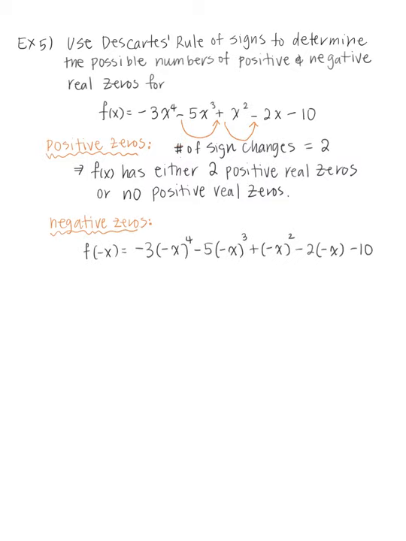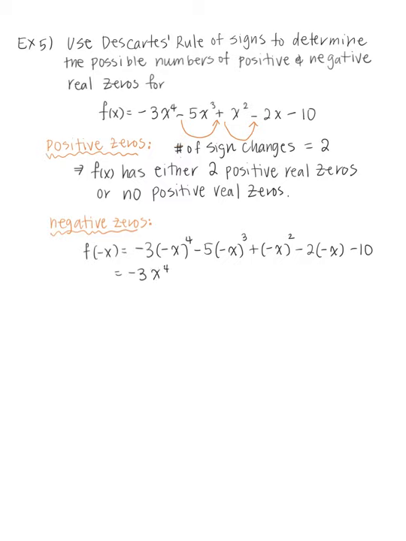All I did was replace x with negative x. That's all I did. Now we're going to simplify. So this is going to be negative 3. Now negative x to the fourth is going to become positive x to the fourth because you're raising a negative to an even power, right? So this is going to be just negative 3x to the fourth.